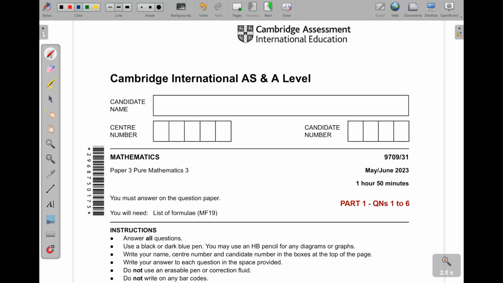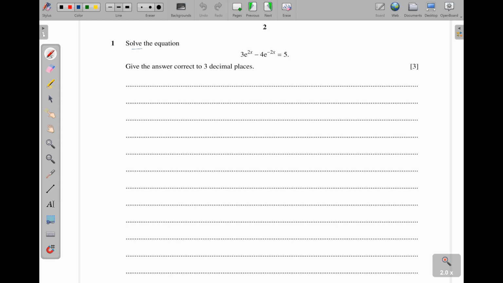This is Teacher Simon taking you through Cambridge International AS and A-Level Pure Mathematics 3 for May-June 2023 for paper 3-1, and this is part 1 for questions 1 to 6. Question 1, solve the equation.